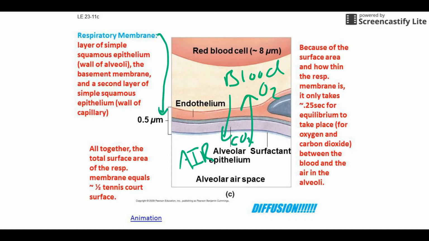It is super thin, really, really thin. It also has a huge amount of surface area, so this diffusion takes place very, very quickly. In fact, it takes only about a quarter of a second for all this oxygen and carbon dioxide to diffuse and reach equilibrium.